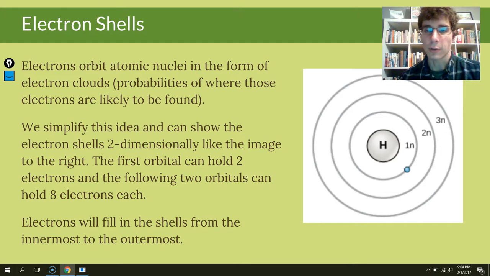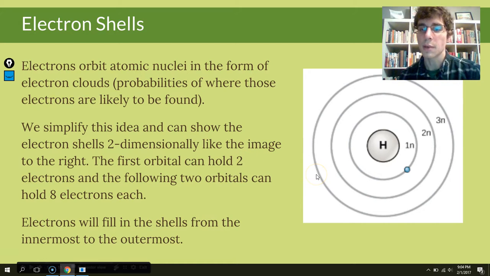So we have this two-dimensional image here of a hydrogen atom, and we have 1 electron floating around it. In this case, this H represents the nucleus, which is going to be the proton, and then we have 1 little lonely electron going around it. In reality, it wouldn't look like this, but we're going to use this model to demonstrate some ideas today.